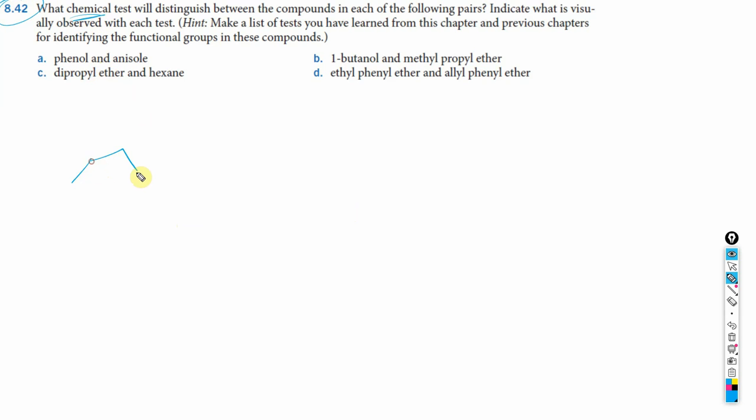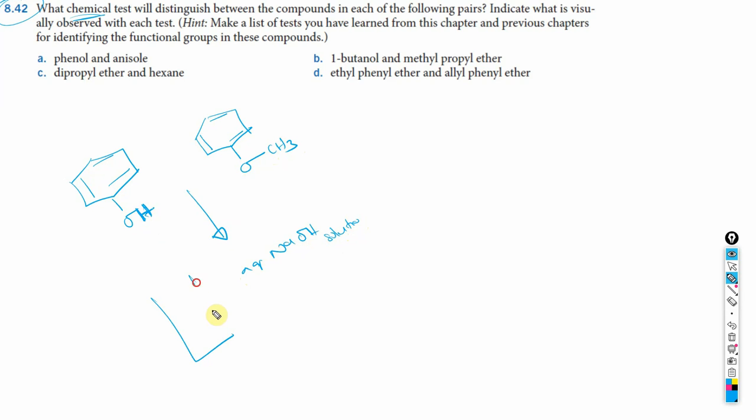So phenol, as we know, is a benzene ring with an OH group, and anisole is the same except you now have an ether as opposed to an OH group. So the best way to distinguish between these two is to try to dissolve them in aqueous sodium hydroxide solution.